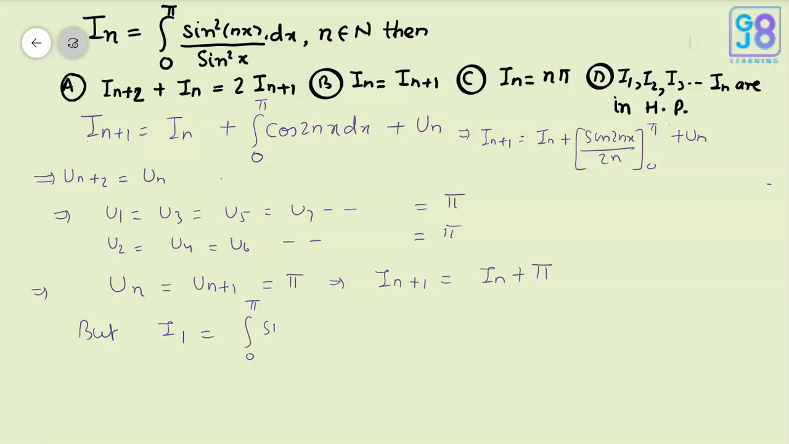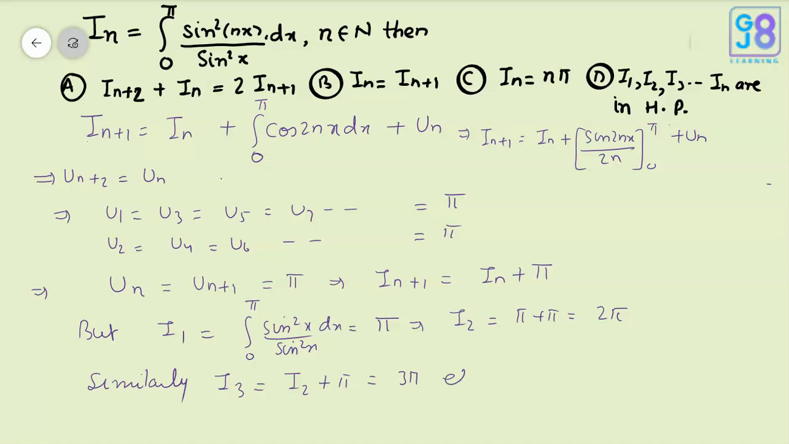So I1 is simply integral 0 to pi of sine square x over sine square x dx. So we find that I1 has the value of pi. So from here now we can conclude that I2 is equal to pi plus pi, which is 2 pi. Similarly, we have I3 equals I2 plus pi, which equals 3 pi, etc. So we can conclude that I(n) is equal to n pi, and looking at these options, we can say I(n+2) plus I(n) is equal to 2 times I(n+1). Hence we get options A and C as my right answer.